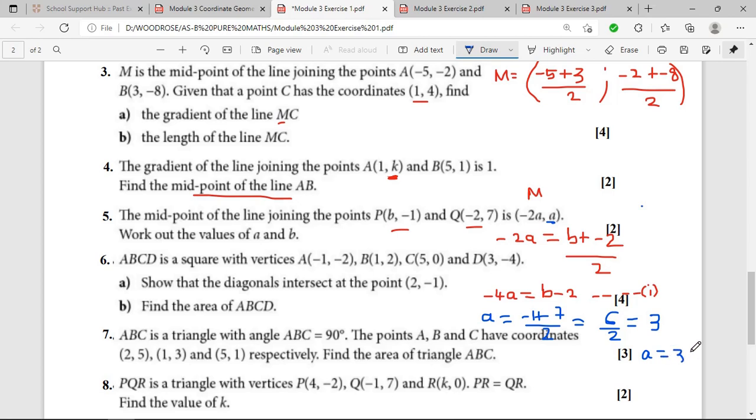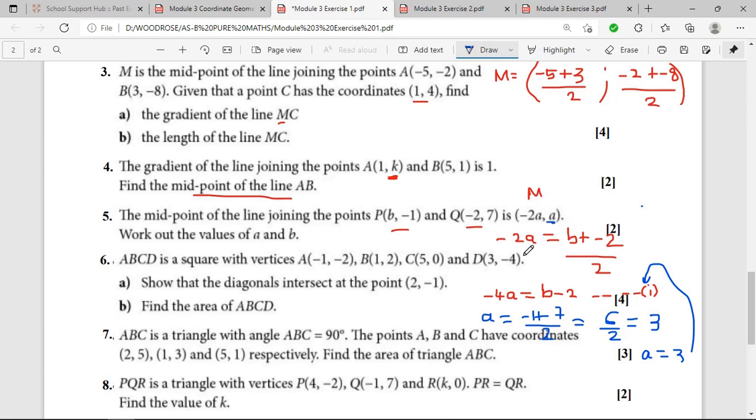Then you go and substitute in your equation 1 where there is a, put 3. Then you find the value of b. So I'm going to repeat on number 5. Number 5 is saying the midpoint joining this point and this point is this one. They've already calculated the midpoint for you.